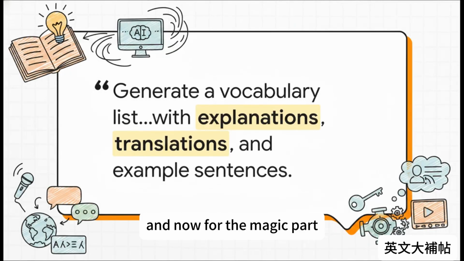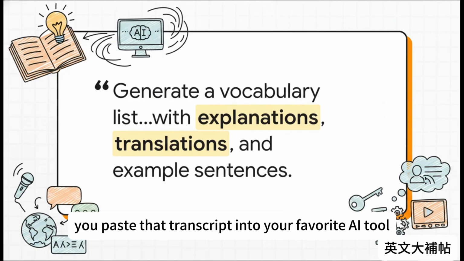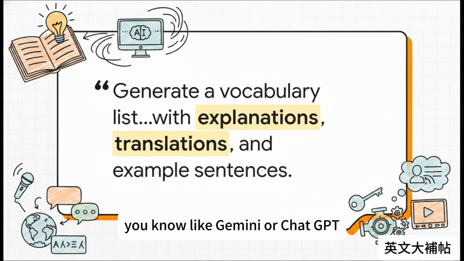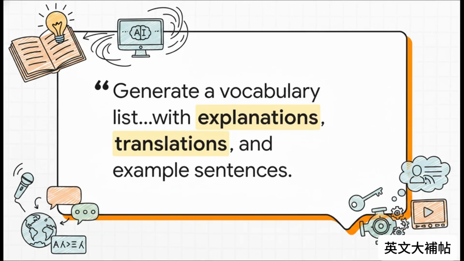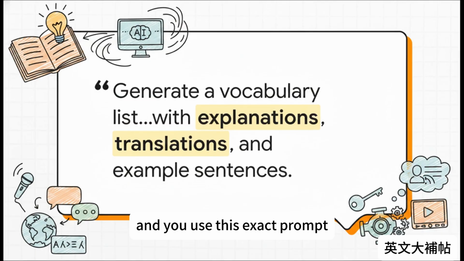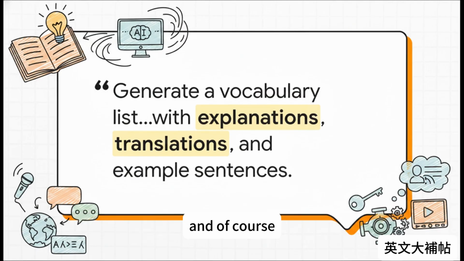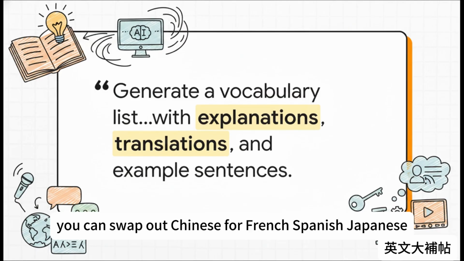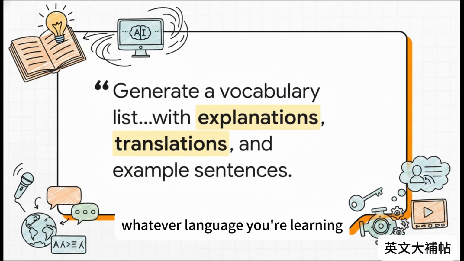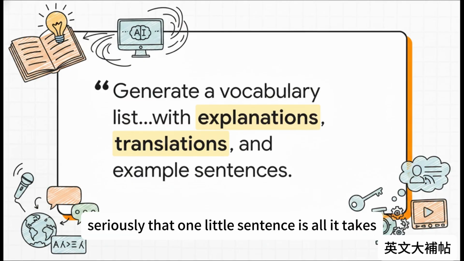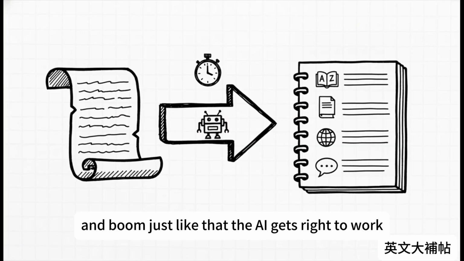And now, for the magic part. You paste that transcript into your favorite AI tool, like Gemini or ChatGPT, and you use this exact prompt. This right here is the key that starts the whole engine. And of course, you can swap out Chinese for French, Spanish, Japanese, whatever language you're learning. Seriously, that one little sentence is all it takes. And boom, just like that, the AI gets right to work.